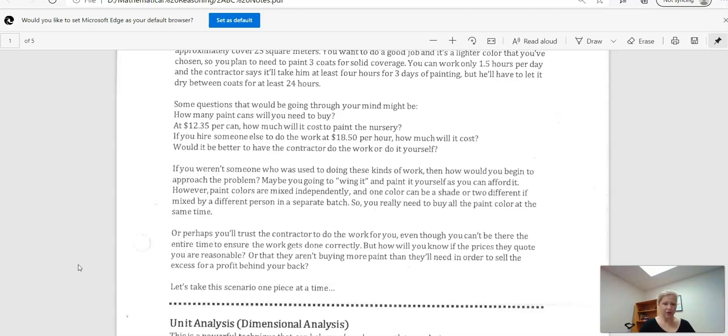Or perhaps you'll trust the contractor to do the work for you, even though you can't be there the entire time to ensure the work gets done correctly. But how will you know if the prices they quote are reasonable, or that they aren't buying more paint than they'll need in order to sell the excess for profit behind your back? So you would have to consider this stuff one thing at a time.